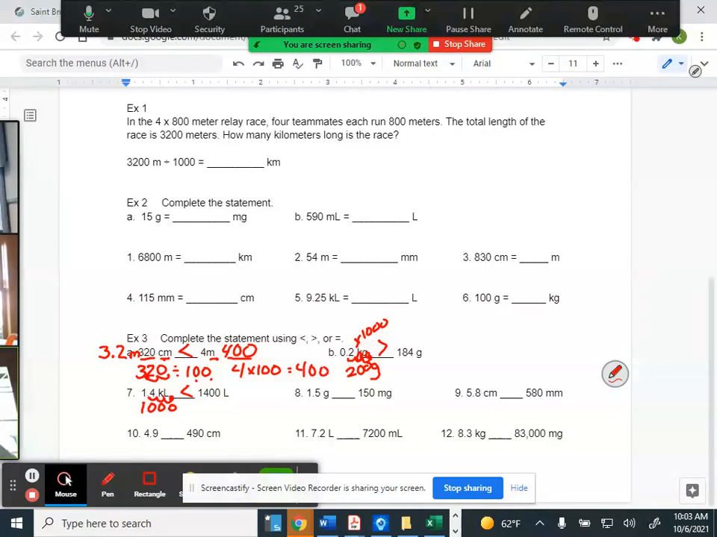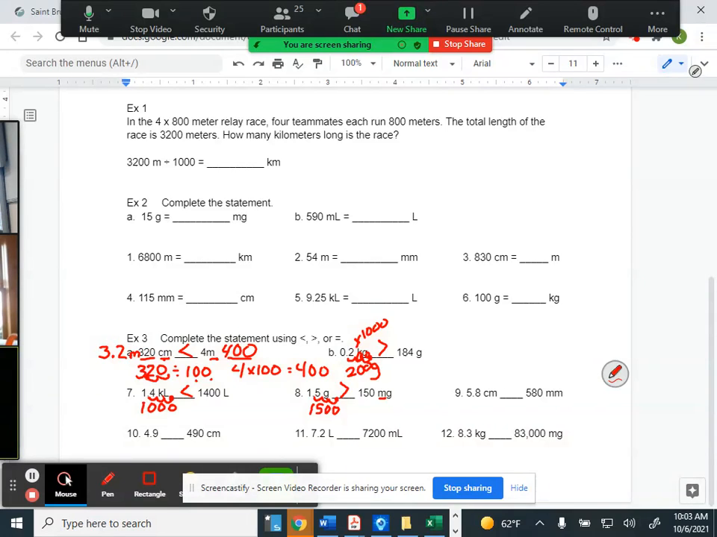Here we have grams to milligrams. So going from big down to little, we're going to multiply. Milli means 1,000. So I'm going to multiply it by 1, 2, 3 zeros. So that gives me 1,500. Wow. So 1,500 milligrams to 150 milligrams. That's a big difference there. So we get the idea of how to do this.